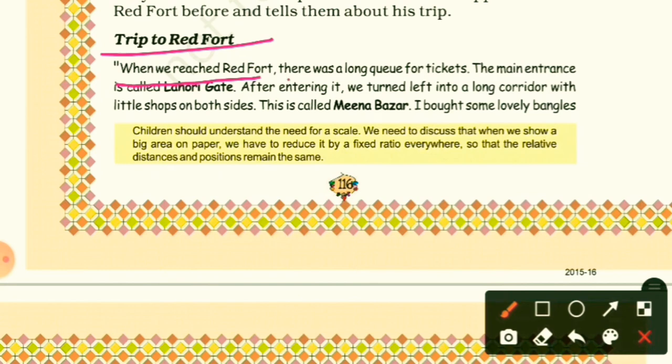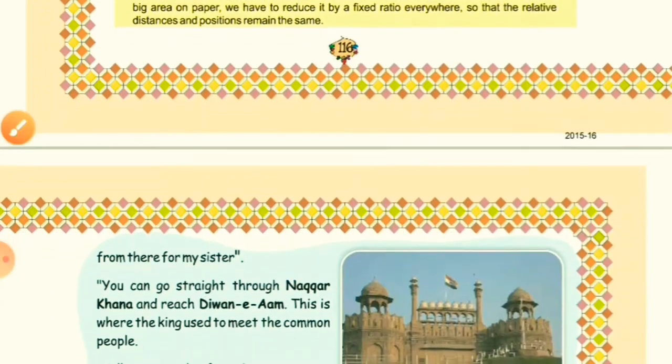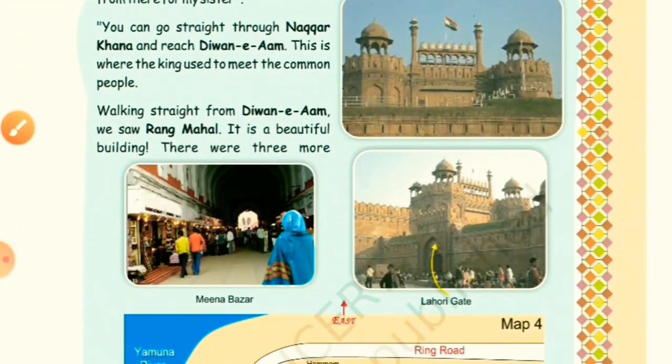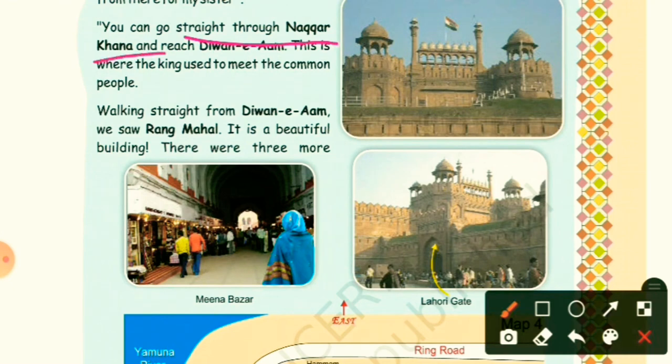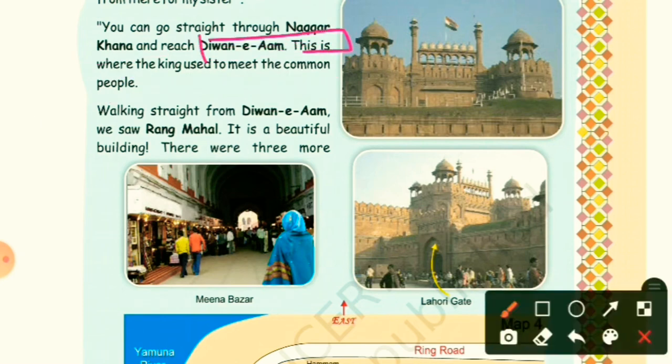When we reached Red Fort, there was a long queue for tickets. Yes, we have to buy some tickets to enter the Red Fort. The main entrance is called Lahori Gate. After entering it, we turned left into a long corridor with little shops on both sides, and that is called Meena Bazar. I bought some lovely bangles for my sister. You can go straight through Nakkar Khana to reach Diwan-e-Am. This is where the king used to meet the common people. So Diwan-e-Am was used by the kings to meet the common people.